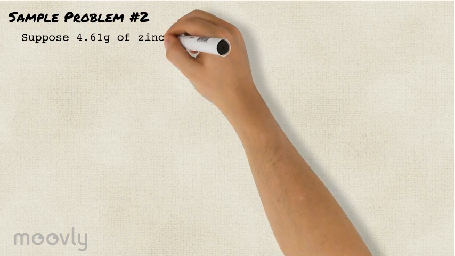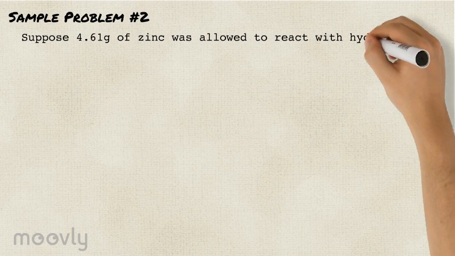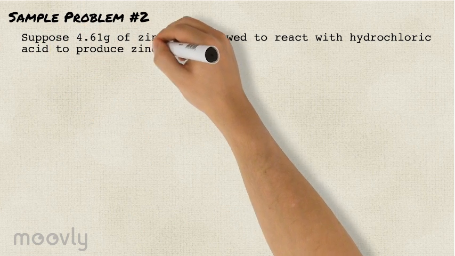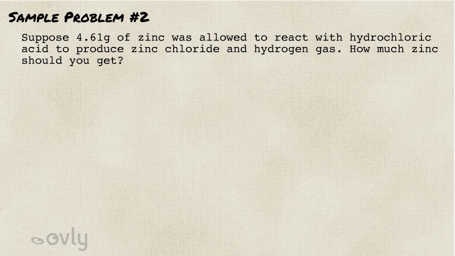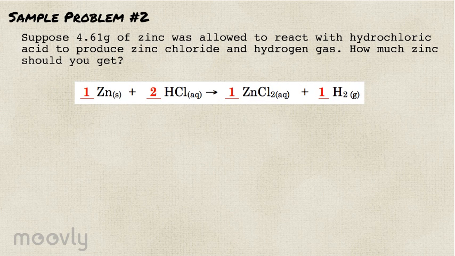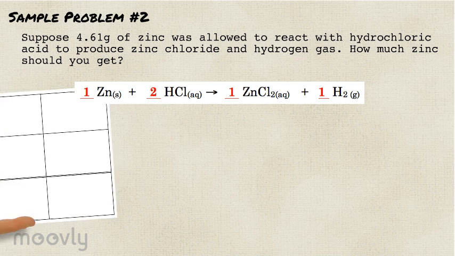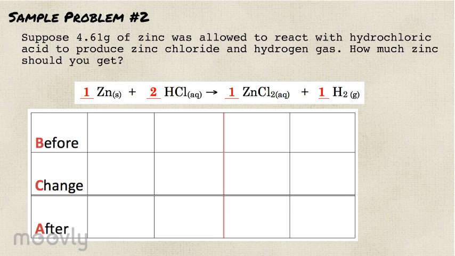Let's try another slightly more advanced stoichiometry problem involving starting masses and percent yield. Suppose 4.61 grams of zinc was allowed to react with hydrochloric acid to produce zinc chloride and hydrogen gas. How much zinc chloride should you get? We will start again by writing the balanced chemical equation to describe the scenario. Then we will set up our BCA table and fill in the known information.